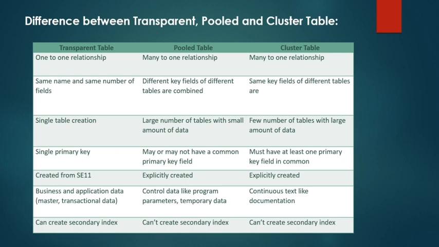Transparent table is created from SE11, but pool table and cluster table need to be created explicitly. Transparent table stores business and application data. Pool table stores control data, and cluster table stores continuous data. Transparent table can create a secondary index, but pooled and cluster tables cannot create secondary indexes.